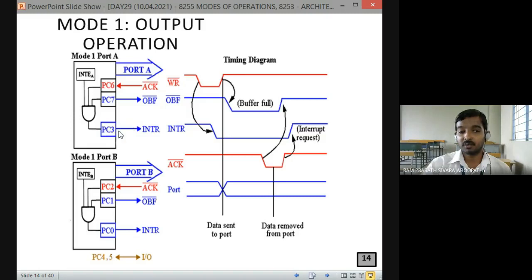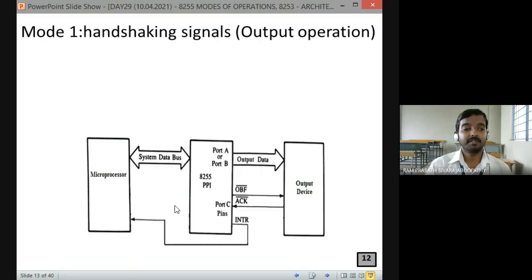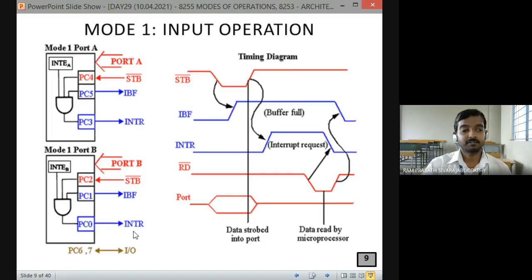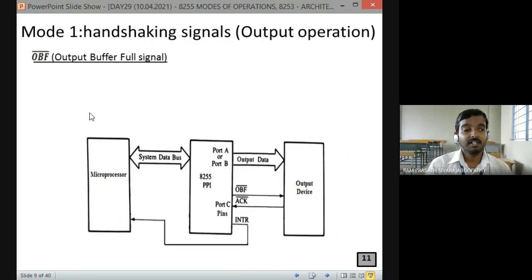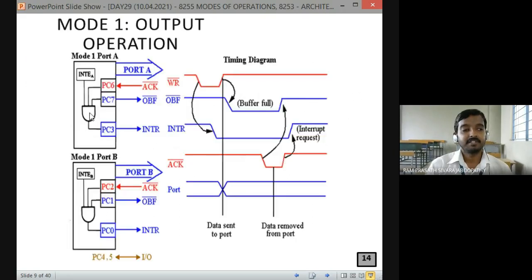Just note one thing. The INTR pin is going to change. Here also PC3, PC0, and there also PC3, PC0. Note it down. PC3 for port A, PC0 for port B. Fine. But the handshaking signal is changing. Here PC4, PC5 were used. See what is used here: PC6 and PC7. Fine. You have to note these things down, but no need to memorize, just know them.